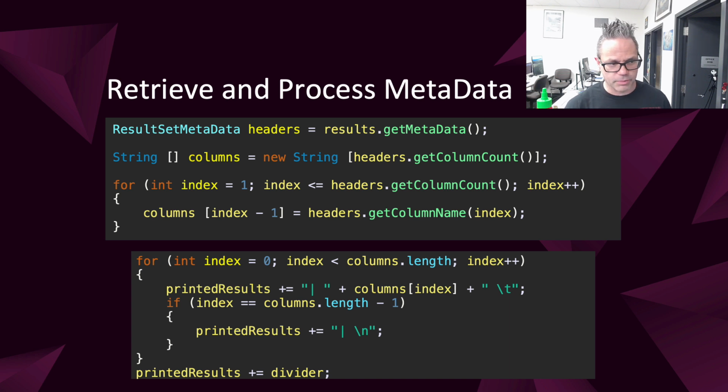Take a look at that next loop right there. We have for index = 0. Hey, that standard for loop approach: index is less than columns.length, okay? index++. And then printedResults += the pipe key plus columns[index], then a tab. And then if index is equal to columns.length - 1, I'm at the end spot right there. Then I append another pipe key and a new line to that, so it makes it look nice and pretty. And then I'll append the printed results and the divider with that as well.